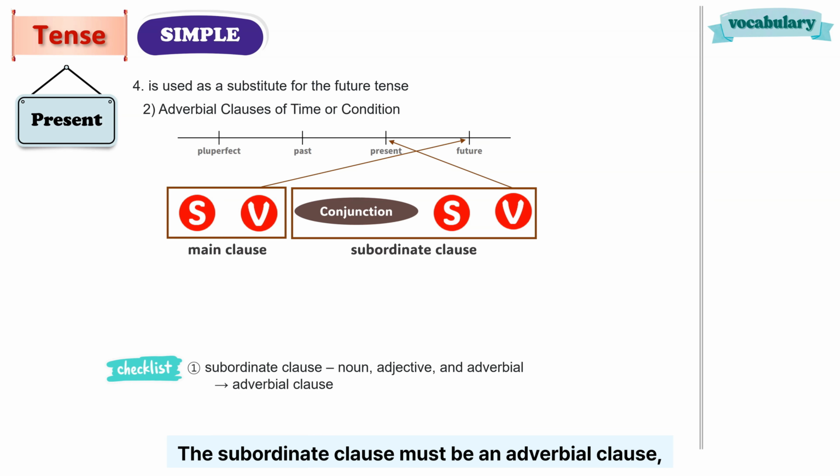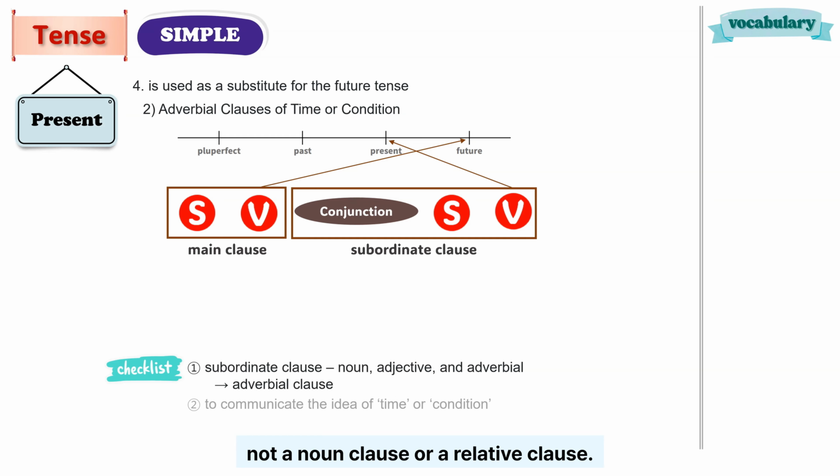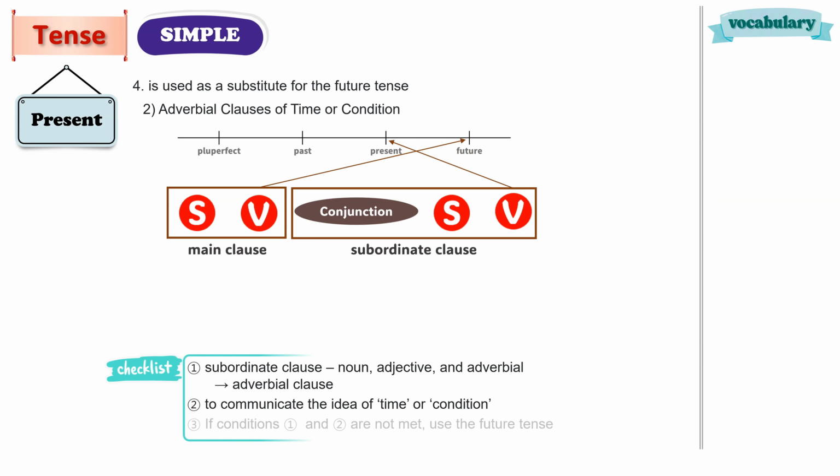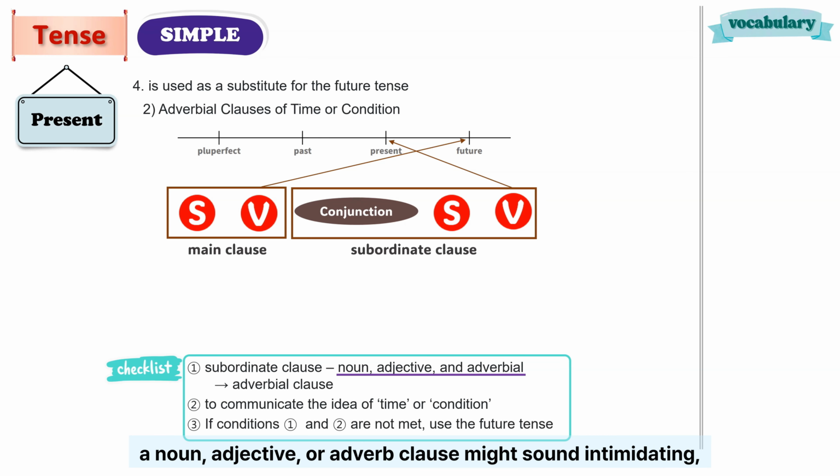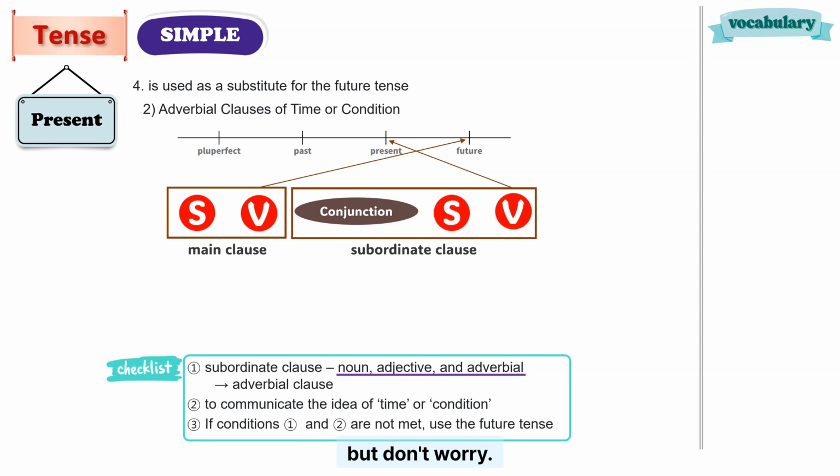The subordinate clause must be an adverbial clause, not a noun clause or a relative clause. The conjunction must express time or condition, such as if, when, before, after, as soon as, etc. If either of these two conditions is not satisfied, you must use the future tense as usual. Now, identifying whether a subordinate clause is a noun, adjective, or adverb clause might sound intimidating, but don't worry. For this rule, it's easy.